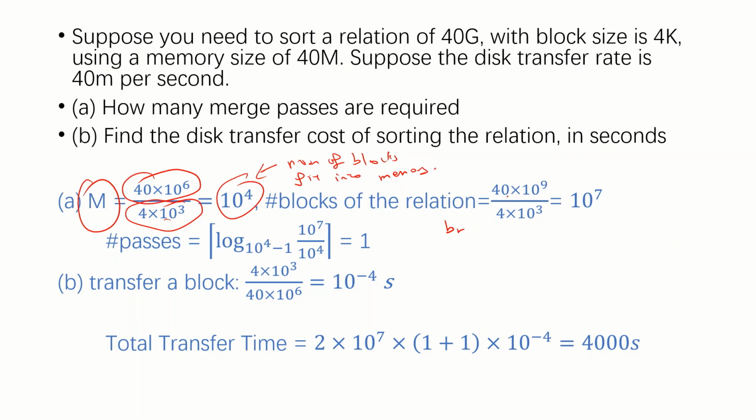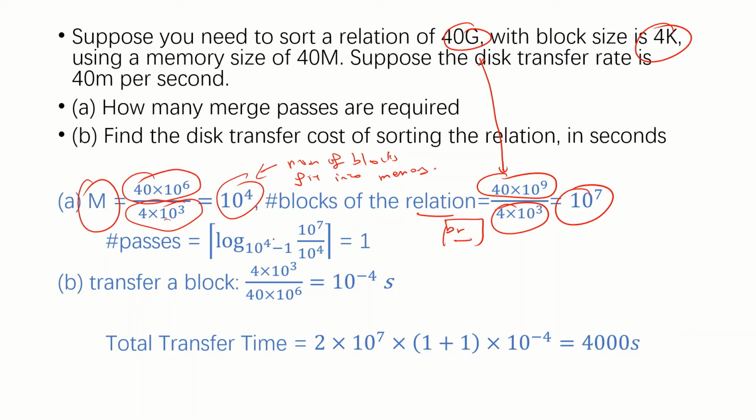I know that the size of my relation is 40 gig, and once again I'm going to use the size of my block. My block size is 4K. So this will be the number of blocks in my relation, and that's why we have BR.